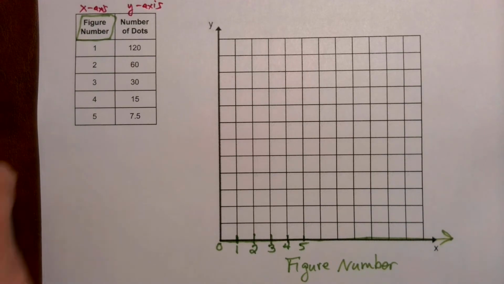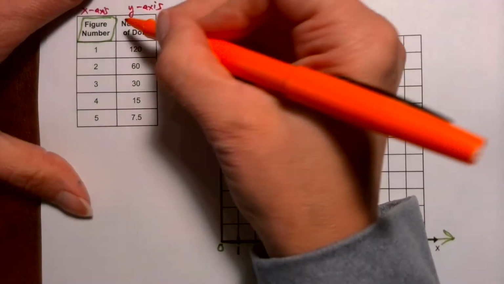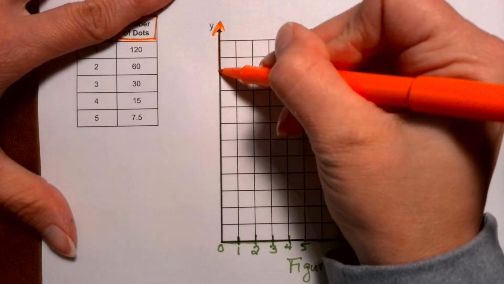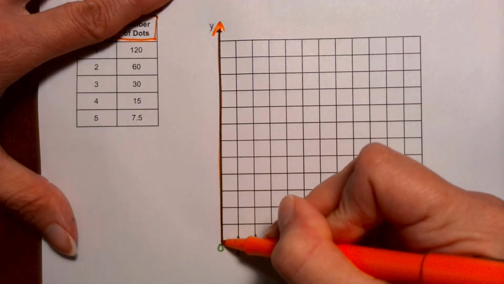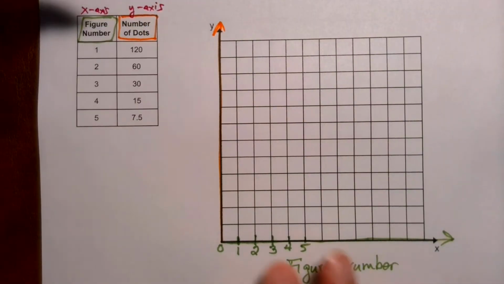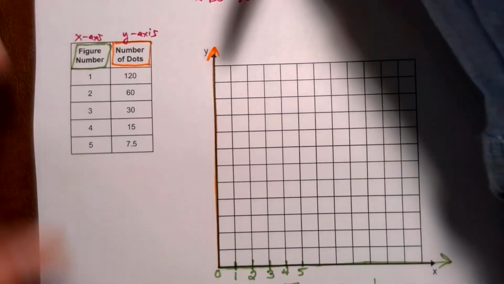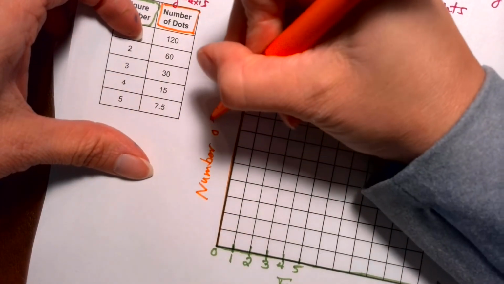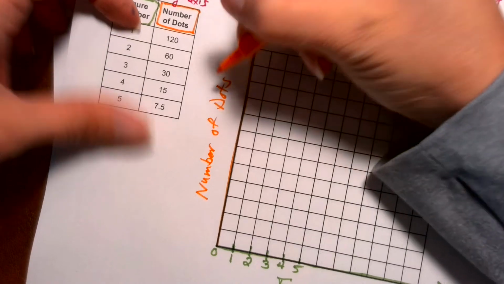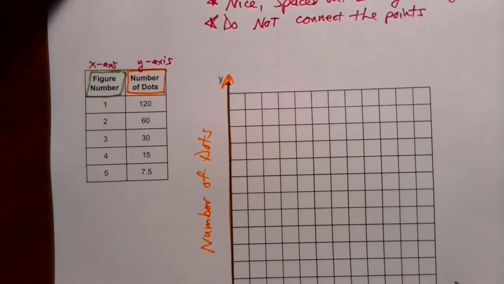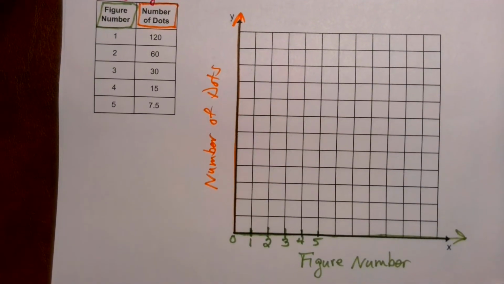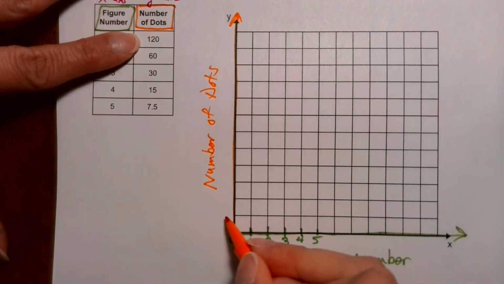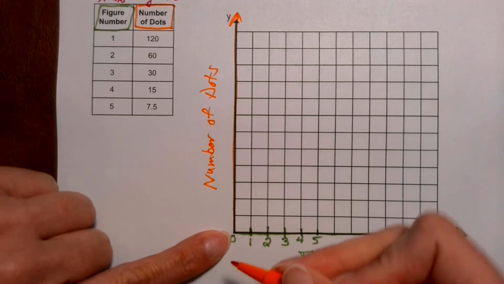The second thing we're going to do is take the y-axis, which is number of dots, and that's going to go along the y-axis. You have to have words and you have to have numbers. The words here are number of dots. Now how do you graph this? I have to make sure that my graph can reach all the way up to 120. We don't start with 120. We start with 0 and we go up.